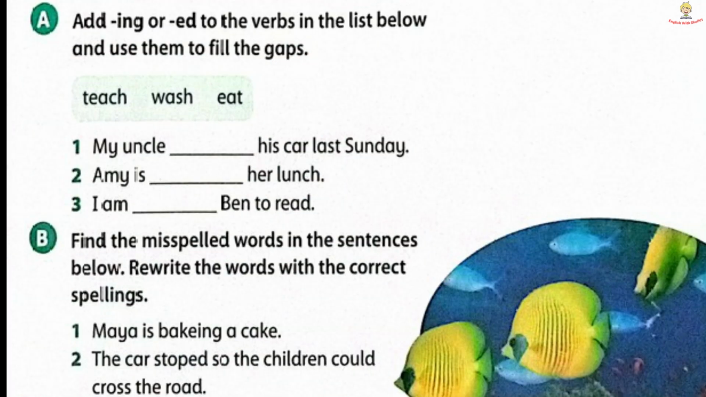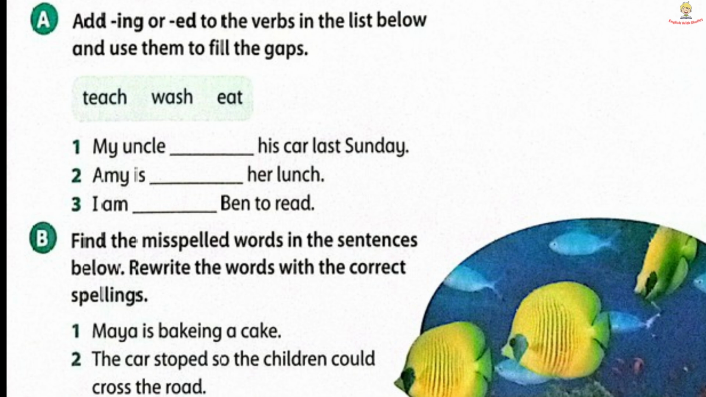Part A. Add ing and ed to the verbs in the list below and use them to fill the gaps. So they gave you the verbs teach, wash and eat. You have to put ing and ed with them and put them into the sentences. First one is: My uncle dash his car last Sunday. So this action was done in the past. So we add ed with the main verb. So wash is the verb that we used here. My uncle washed his car last Sunday.